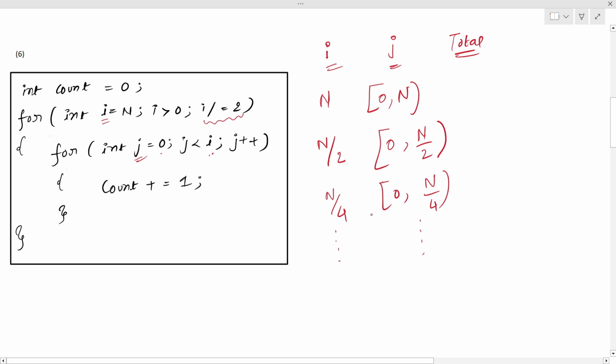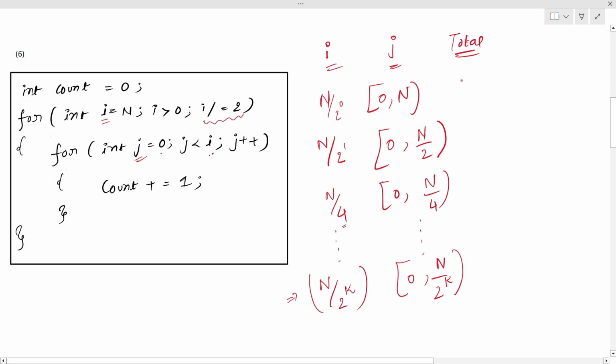And you can clearly see i value is something like n by 2 power 0, n by 2 power 1, and this is 2 square, right? So it is something like n by 2 power k. And what is your j? j will be simple, 0 to i. That means n by 2 power k. Right? So it is as simple as that.